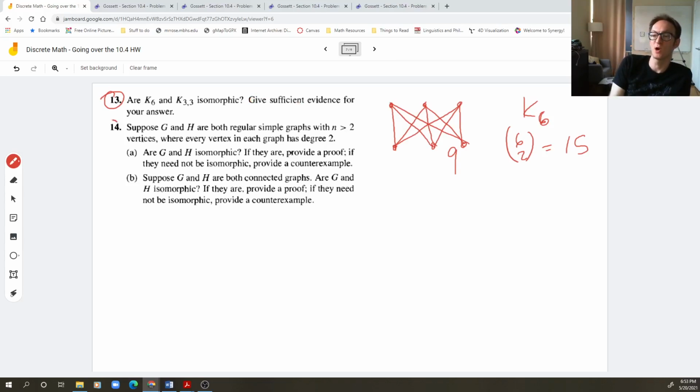Suppose G and H are regular, simple graphs with n greater than 2. Bring in some purple. Then are G and H isomorphic?